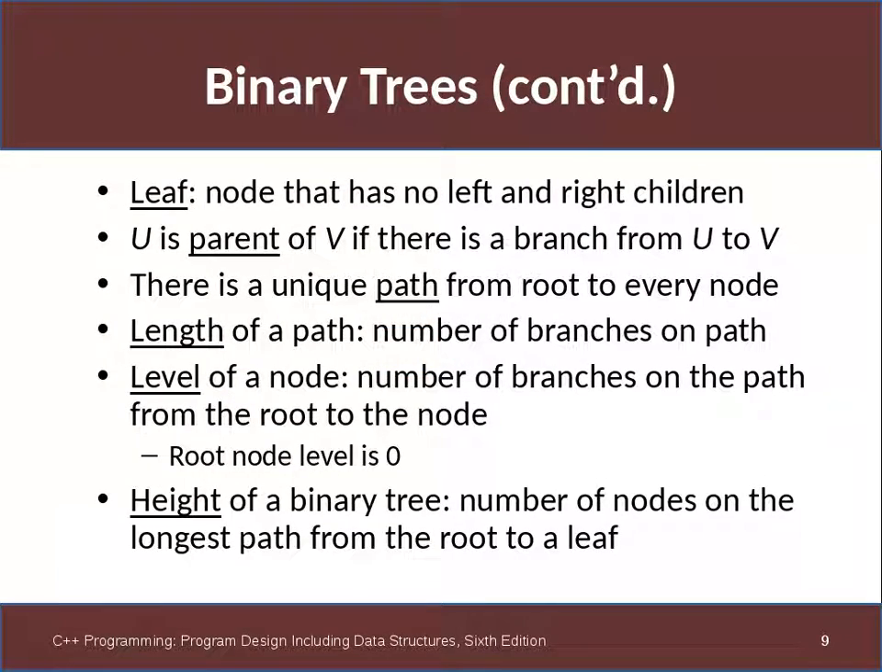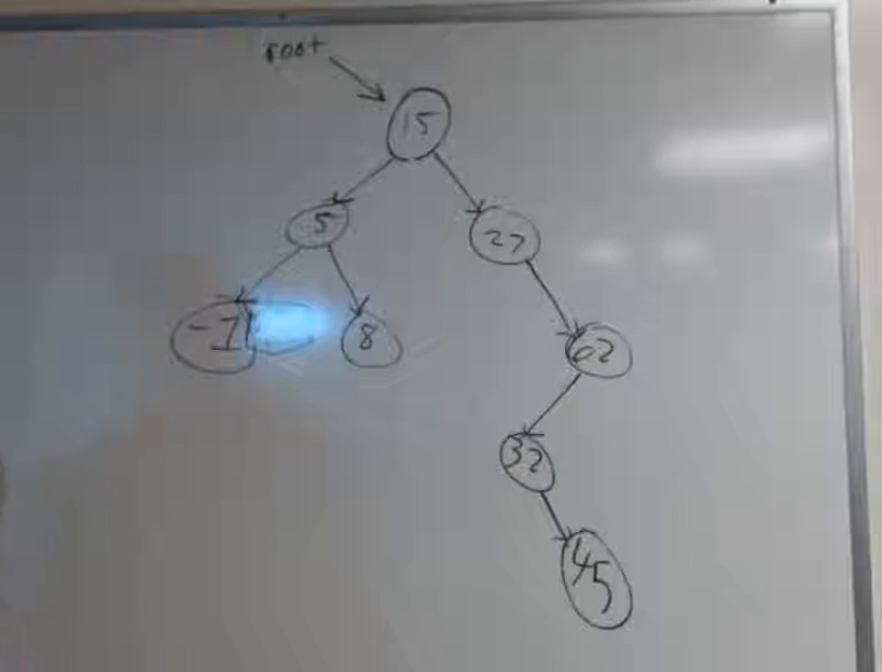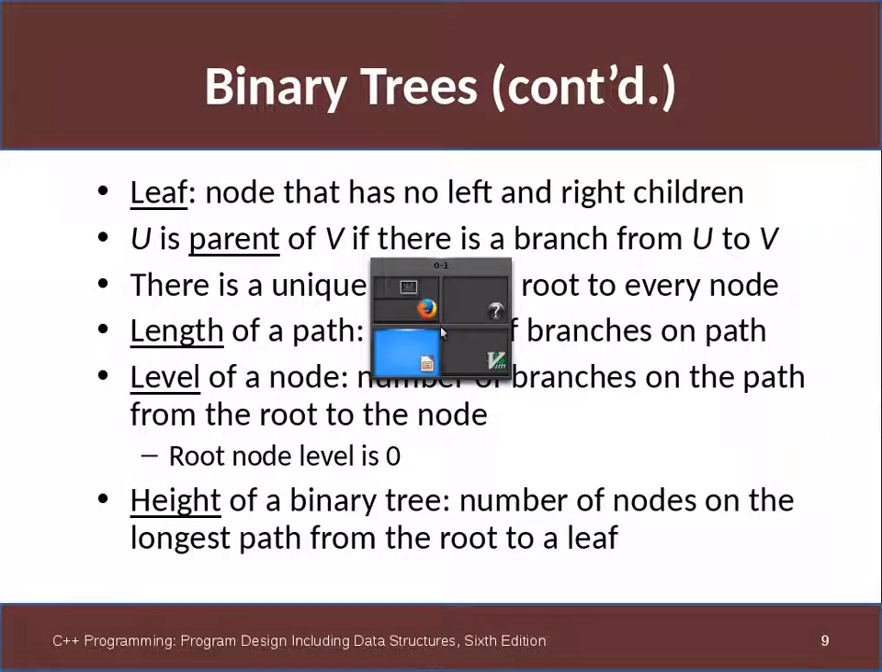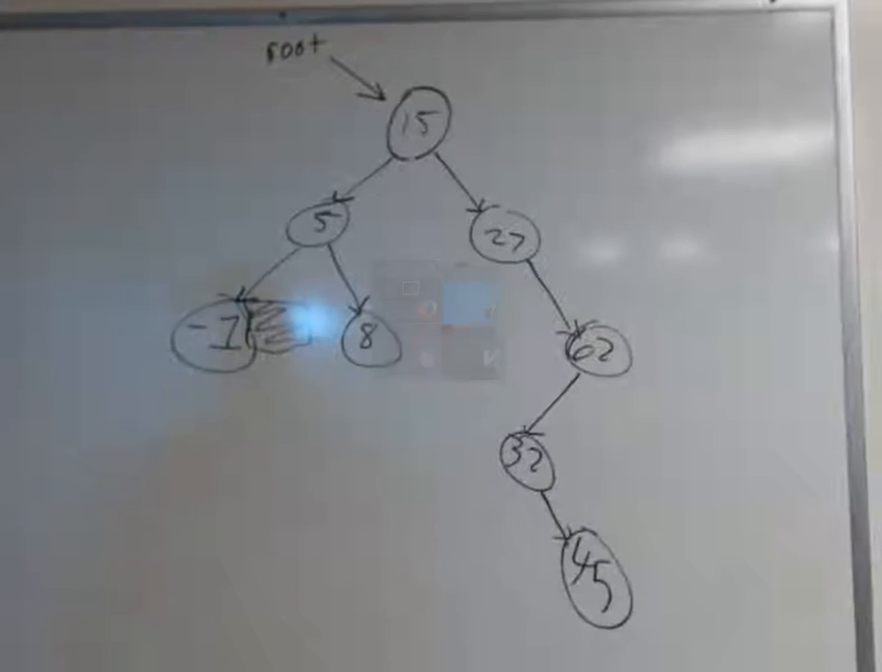The height of the binary tree is the number of nodes on the longest path from the root to a leaf. So what's the height here? 5. Right, because you include the root.